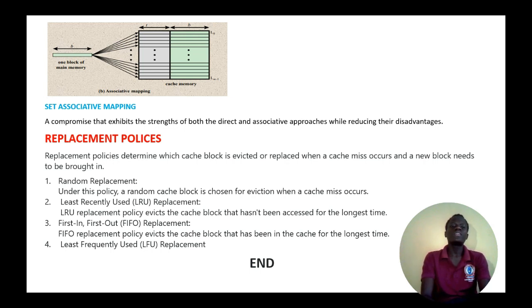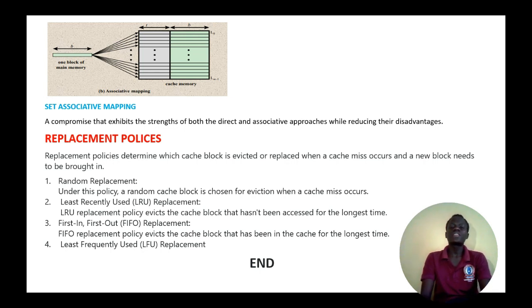So the third one is set associative mapping. This one is a compromise that exhibits the strength of both the direct and associative approaches while reducing their disadvantages. How can I say? We see the strength of direct mapping: it is faster, but its disadvantage is that it has cache conflicts.